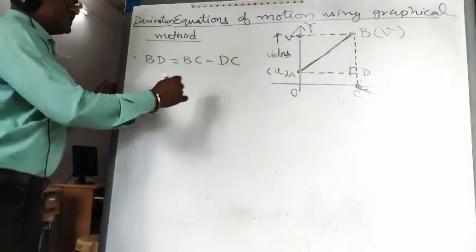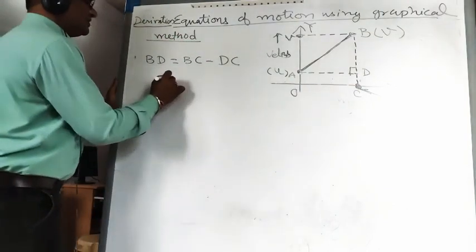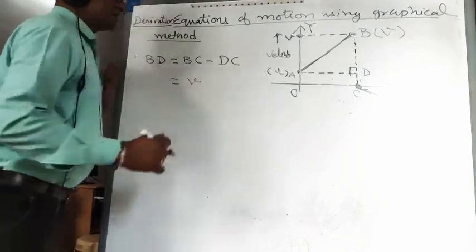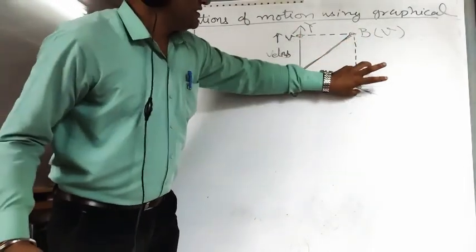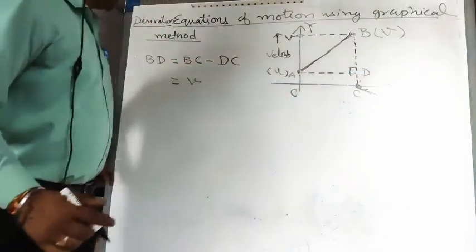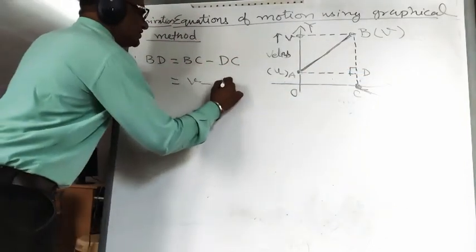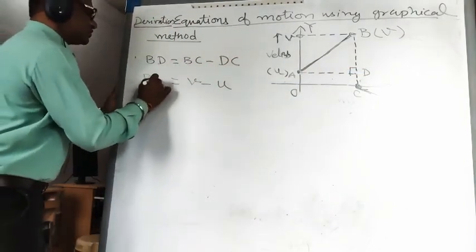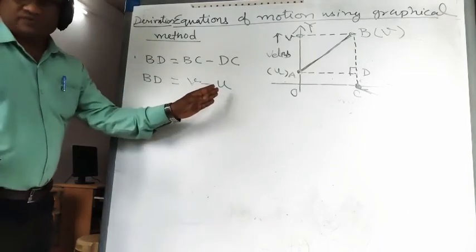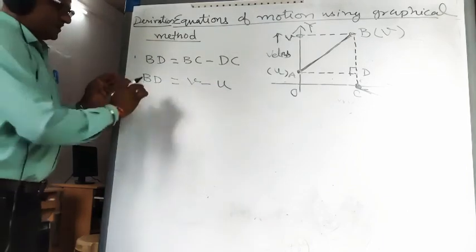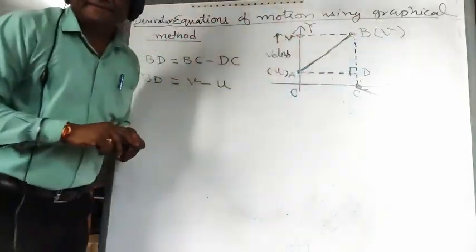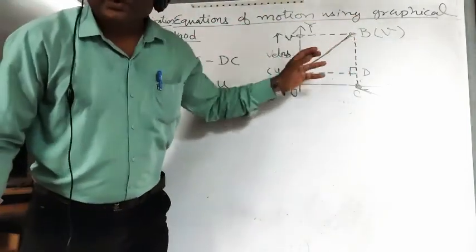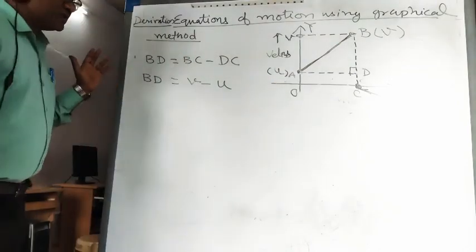But what does BC stand for? I will say that BC is equal to V. In this graph, BC is equal to the final velocity and DC is equal to the initial velocity. Can I say v minus u? So BD is equal to v minus u. I am talking about this BD. So this BD is equal to v minus u.